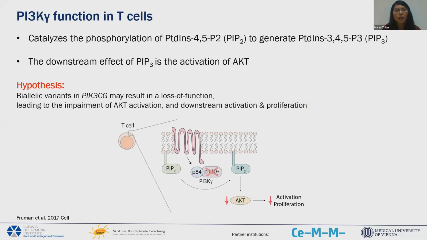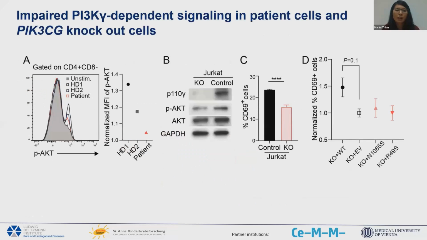P110 gamma belongs to class 1B PI3 kinase, which is predominantly activated by G protein coupled receptors. Activation of PI3K gamma leads to the generation of the lipid second messenger phosphatidylinositol 3,4,5-trisphosphate, or PIP3. One of the downstream targets of PIP3 is the activation of AKT. We thus hypothesize that a loss of function in PI3K gamma may result in the impairment of AKT activation.